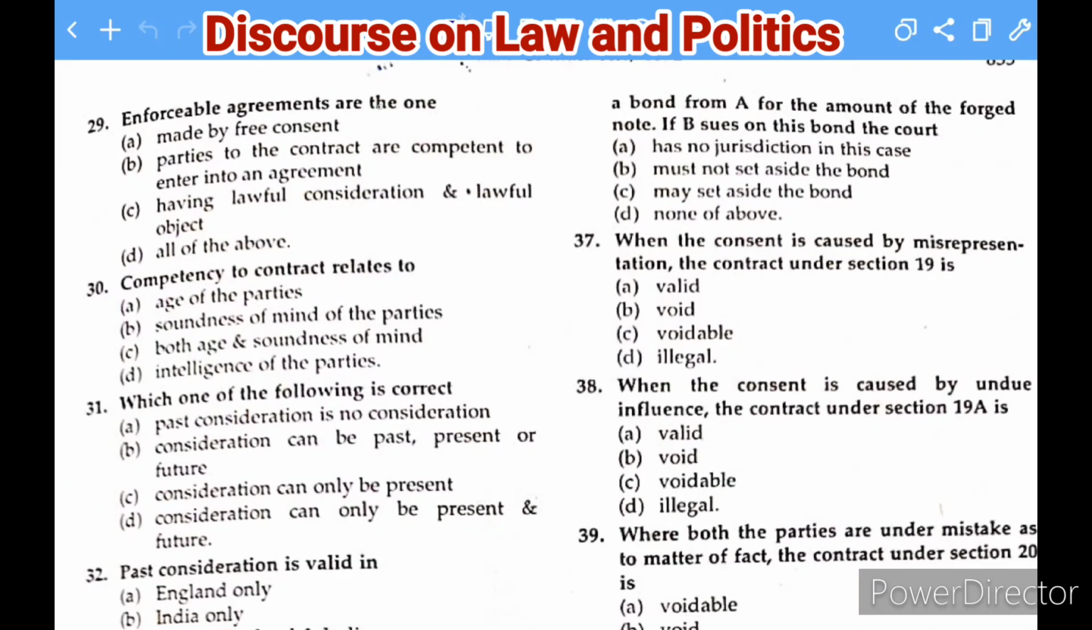Question number 29. Enforceable agreements are the ones made by free consent, where parties to the contract are competent to enter into an agreement, having lawful consideration and lawful object, and D, all of the above. So just give your answer here immediately. What are the important things which make any agreement enforceable? Just look into those principles. You will be able to answer. Yes, just give your answer in the comment box. Waiting for your response here. So if you see this, all these are correct, and the answer is the last, all of the above.